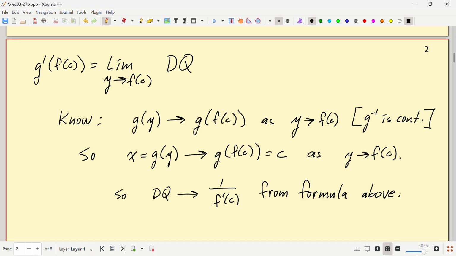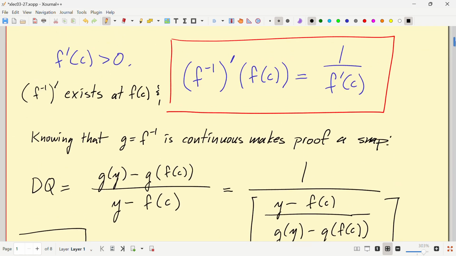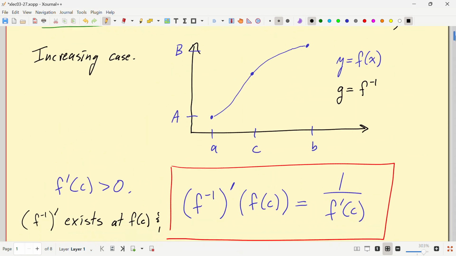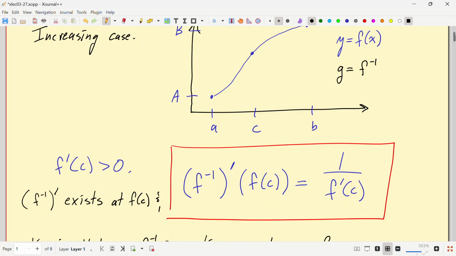Yes. I should go back up and fill in. Oh, yeah, I said f prime of c is bigger than 0. That's one of the assumptions here. So this thing right here is an assumption in the inverse function theorem. F prime exists and f prime of c is bigger than 0 at c.